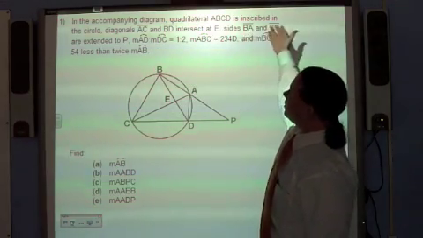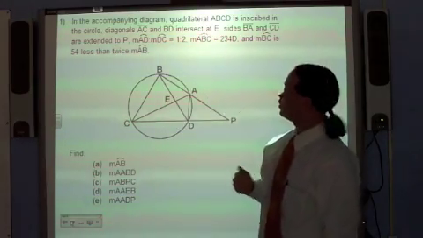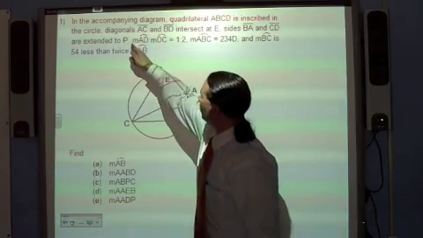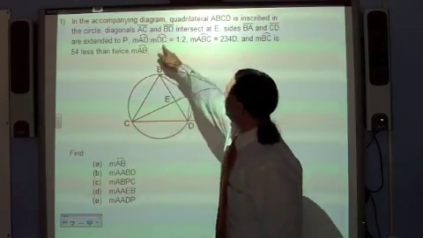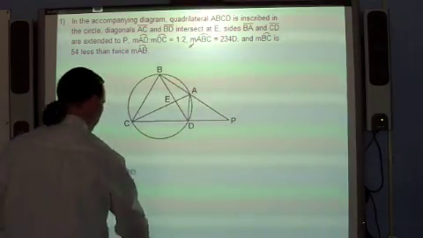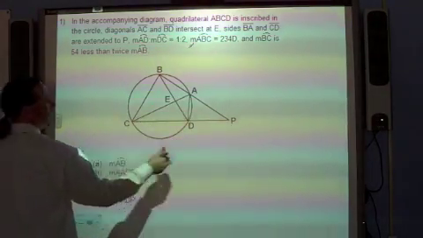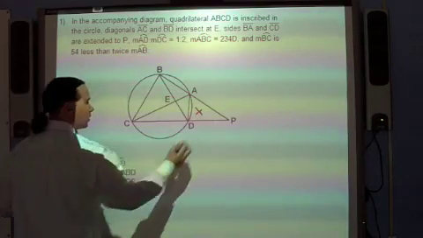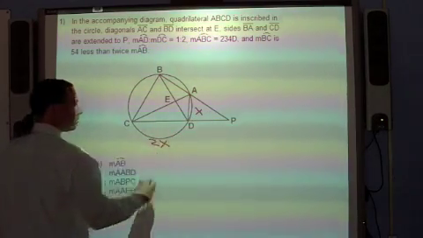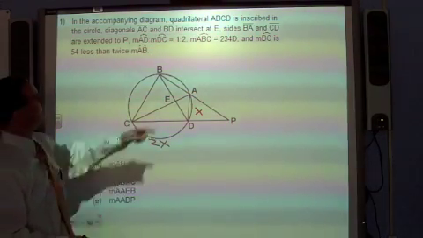Let's see, sides BA and CD are extended to P, diagonals. A lot of this isn't real important. This is the first piece of very important information here. Measure of AD to measure of DC is 1 to 2. So what do you do with that? When you have a ratio of 1 to 2, you're going to say AD to DC is 1x to 2x.